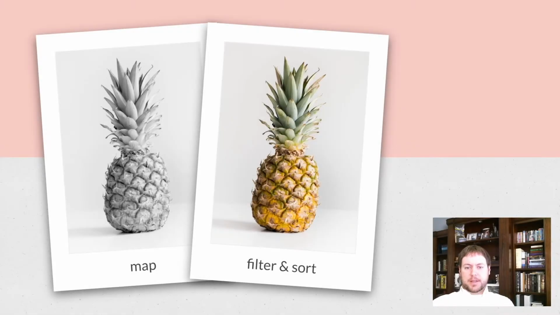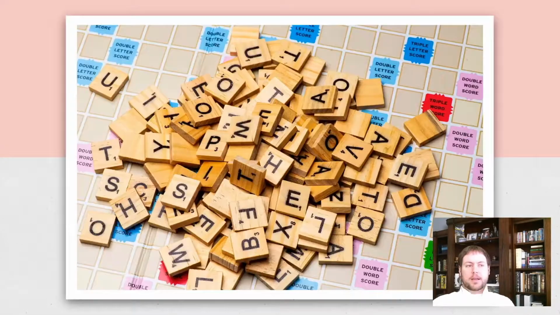Map simply means to filter and sort. And I think that's the end of the talk. Just kidding. So we have all these Scrabble pieces, and there's not a lot we can do with them in this state. We need to organize this chaos.